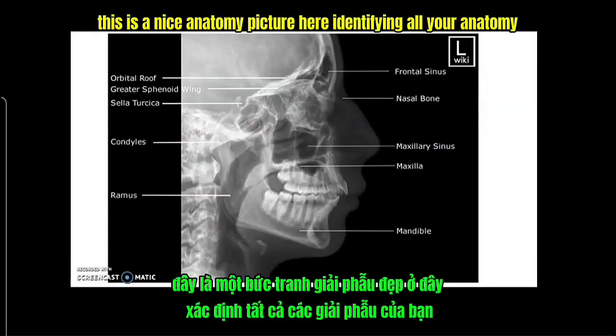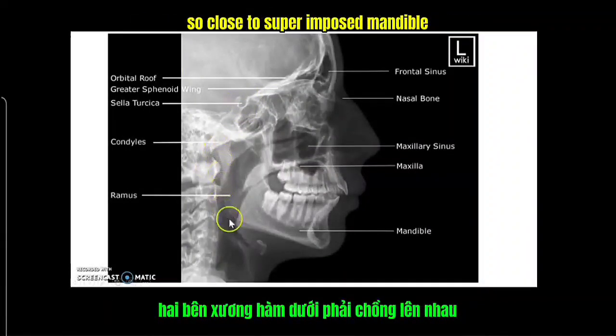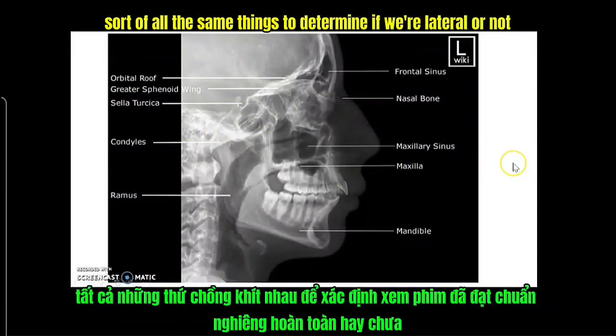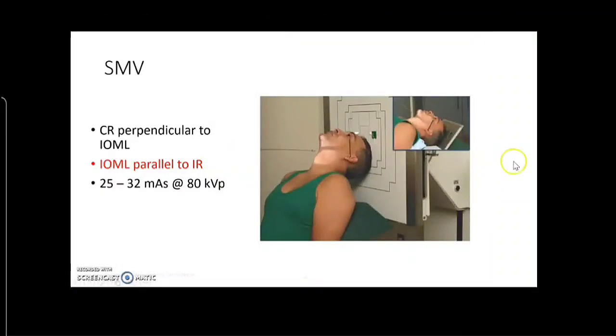This is a nice anatomy picture here, identifying all your anatomy. Same sort of lateral identifiers that we're looking for. So close to superimposed mandible, sella turcica superimposed. Okay, we're looking at all the same things to determine if we're lateral or not. SMV.